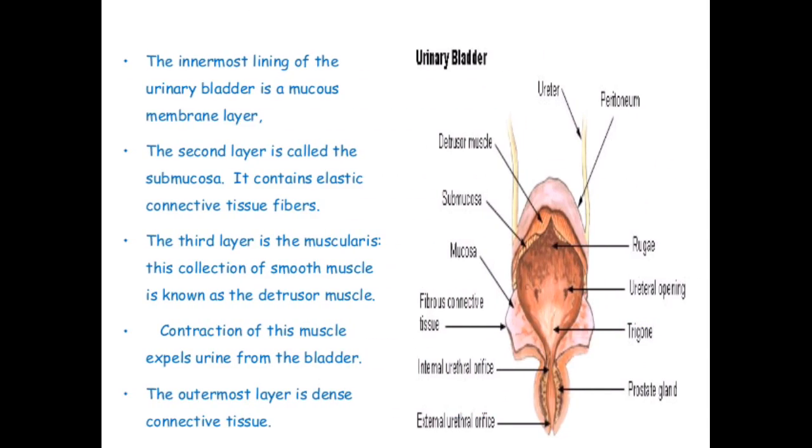Urinary bladder. The innermost lining of the urinary bladder is a mucous membrane layer. The second layer is called the submucosa. It contains elastic connective tissue fibers. The third layer is the muscularis. The collection of smooth muscles is known as the detrusor muscles. Contraction of these muscles expels urine from the bladder. The outermost layer is dense connective tissue.